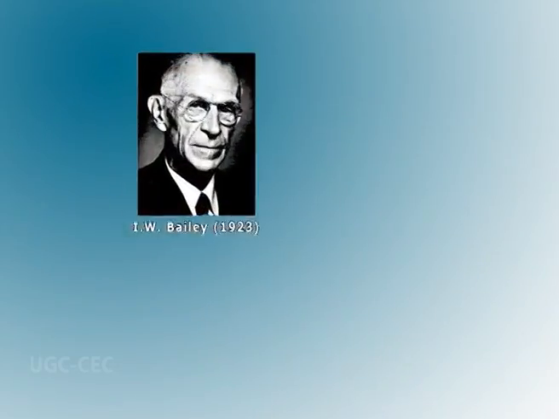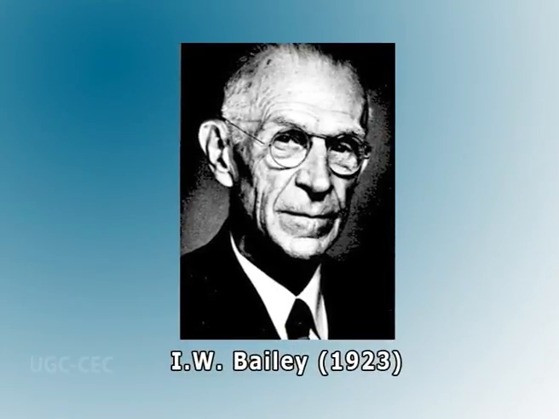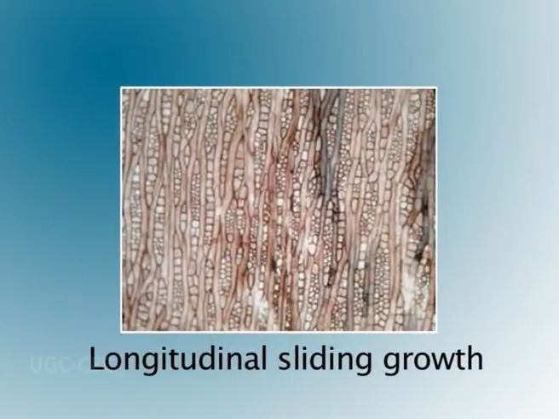Bailey 1923 concluded that stratified cambia are phylogenetically more advanced than non-stratified ones, and further suggested that stratified cambia have developed by gradual reduction of size of the cells and of longitudinal sliding growth.